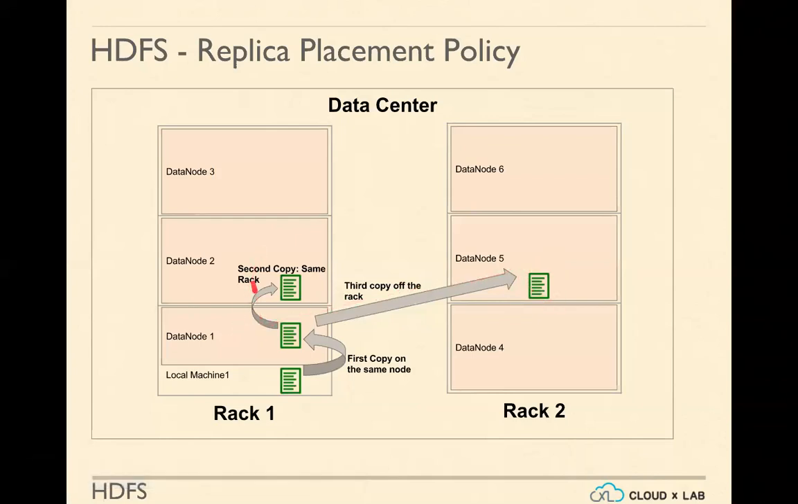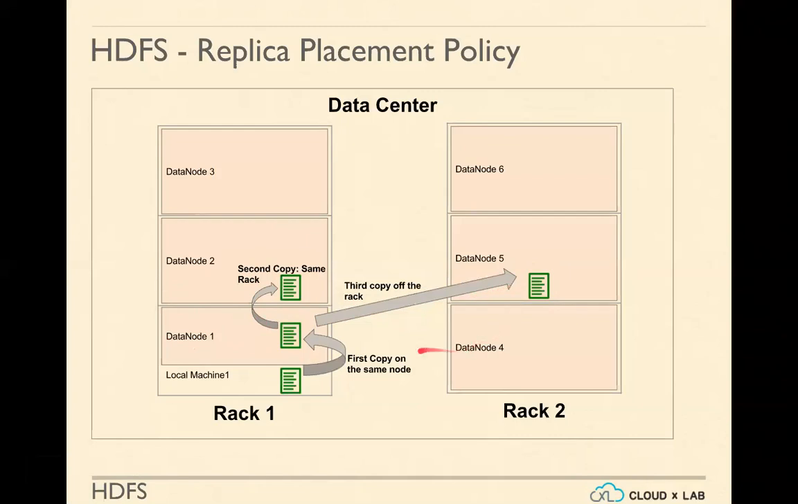Next is why it's kept on the same rack. If you're trying to process data here, and this data node goes down, we have the data available nearby. That's why the first copy is kept very close and the second copy is kept a little farther.